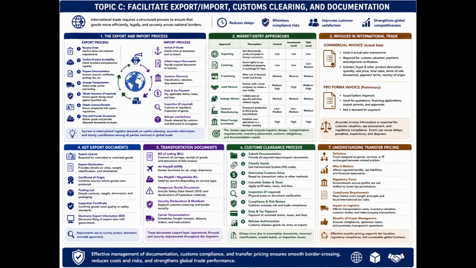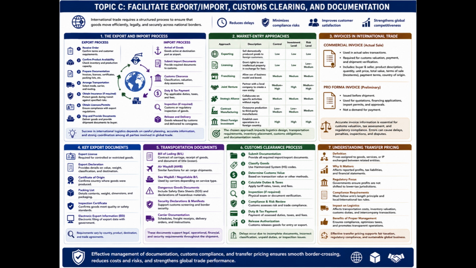Pro forma invoices are preliminary documents provided before shipment and are commonly used for quotations, financing applications, and import permit requests. Customs authorities rely heavily on invoice information to assess duties, taxes, and regulatory compliance. Accurate invoice preparation is essential because errors can result in customs delays, additional inspections, financial penalties, and disputes between trading partners.